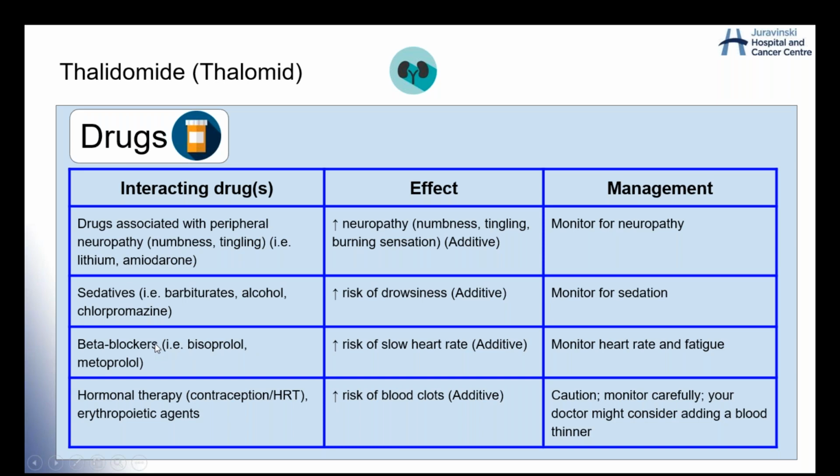Beta blockers. So these are medications that control the heart rate for all sorts of heart conditions and sometimes blood pressure as well. If taken with thalidomide, there's a higher risk of slow heart rate, or sometimes they refer to this as bradycardia. And the way we get around that is we monitor your heart rate, your pulse, when you come to clinic or when you're in the hospital.